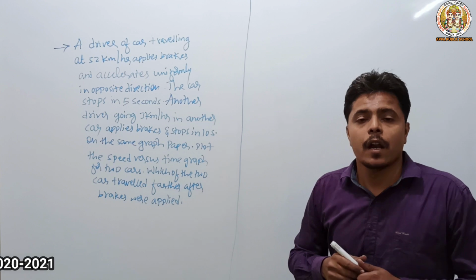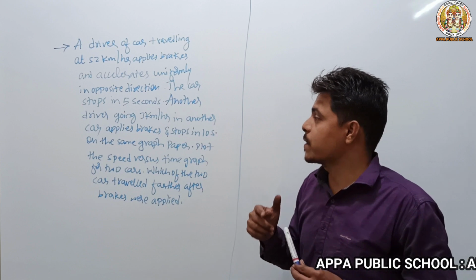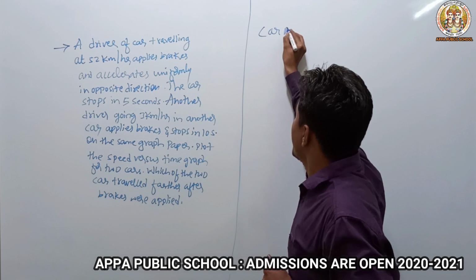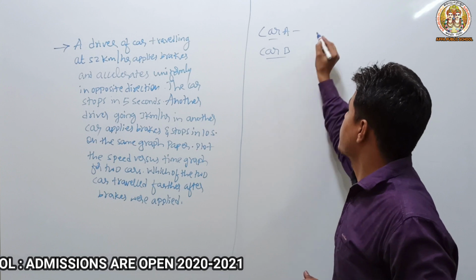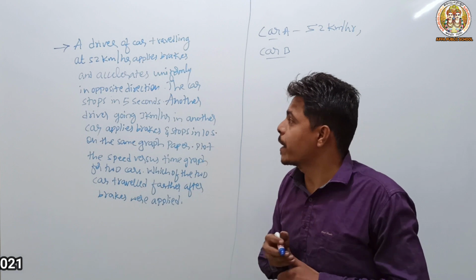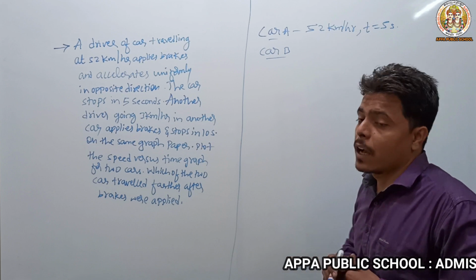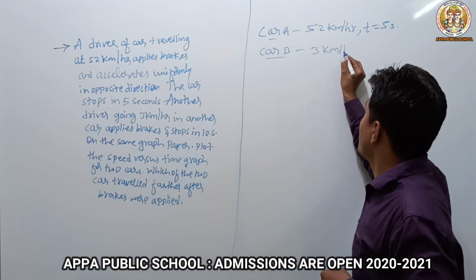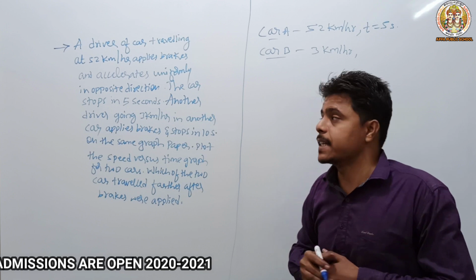So very good question it is. Now we'll have a glance over this. You can see two cars are there, and the two drivers are there. We'll represent them as car A and car B. Car A is moving with 52 km per hour, and the car stops in 5 seconds, so time is 5 seconds. Car B is moving with 3 km per hour, and time taken is 10 seconds.